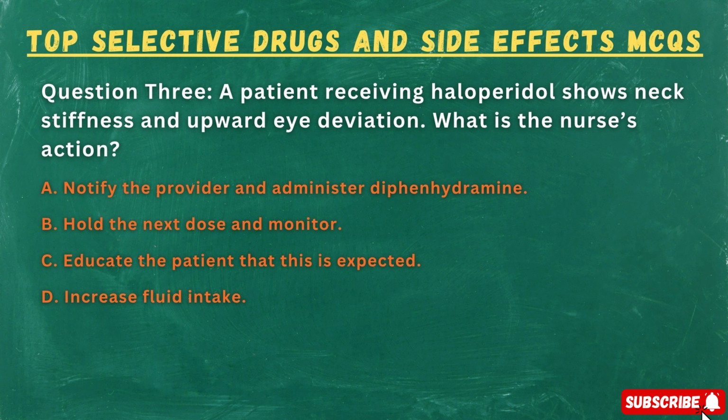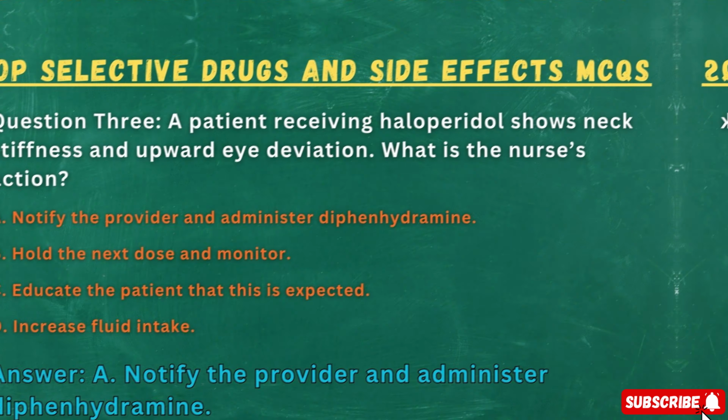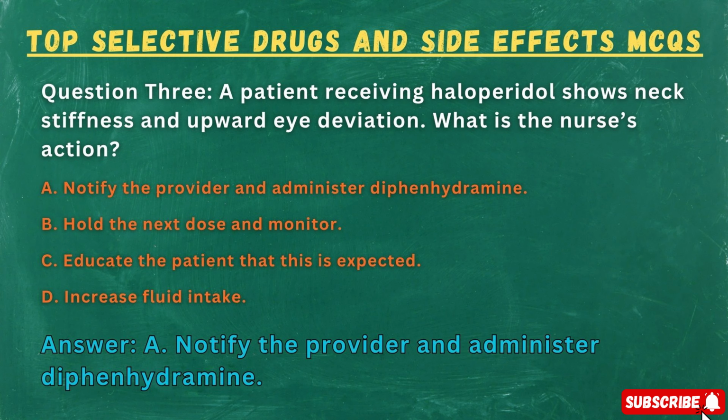A. Notify the provider and administer diphenhydramine. B. Hold the next dose and monitor. C. Educate the patient that this is expected. D. Increase fluid intake. Answer: A. Notify the provider and administer diphenhydramine.